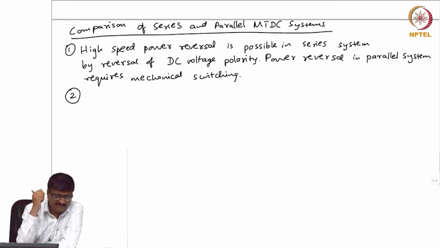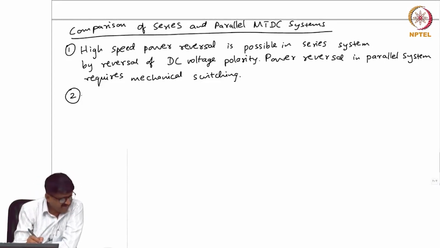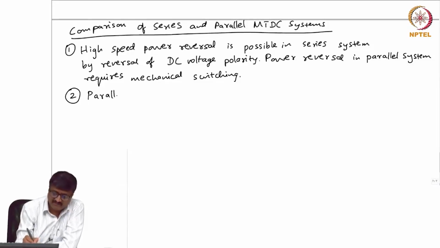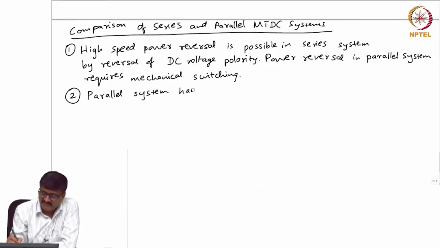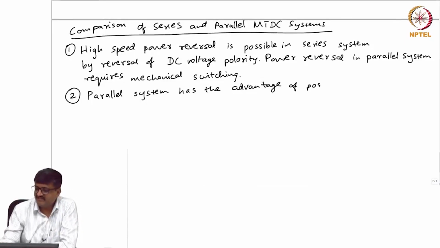So, if I want to change the power, in the case of series, voltage is changed because current is the same in all the equipment. In the case of a parallel system, voltage is the same, but current is changed in order to change the power. Okay. So, one advantage of the parallel system is that there is a possibility of staged development, which actually happens in practice. The parallel system has the advantage of possibility of staged development.